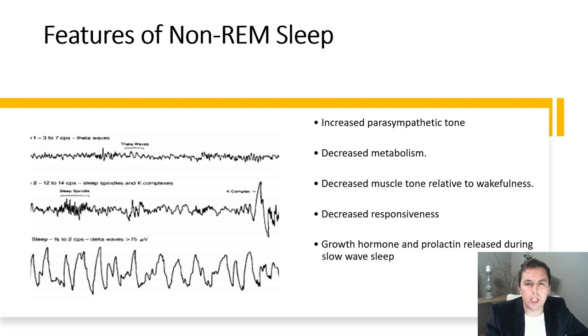So what happens to our body during non-REM sleep? You can think of this as a recovery stage for the body. There's an increased parasympathetic tone, the heart rate is slow and regular, as well as slow and regular respirations. And metabolism is reduced throughout the body, particularly in the cortex. Muscle tone is reduced relative to wakefulness, although we are not paralyzed during non-REM sleep. There's a decrease in responsiveness. And the endocrinology of non-REM sleep is such that growth hormone and prolactin are released, specifically during the slow wave of non-REM sleep. Hence, people who get older and have less slow wave sleep also have less growth hormone and the release of less prolactin.